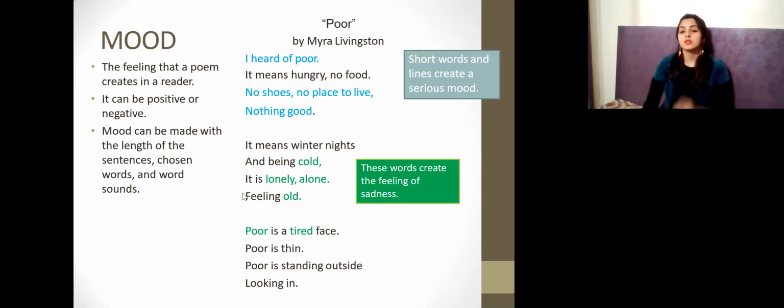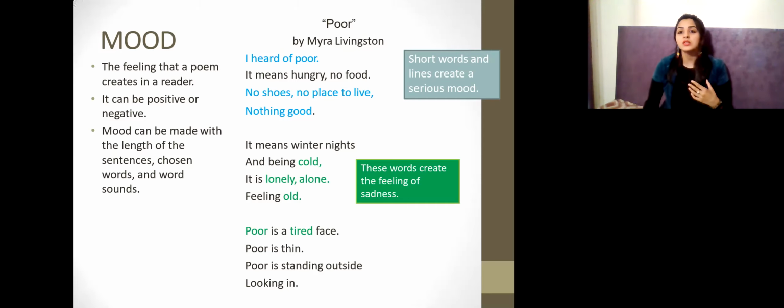Now let's see the element mood in poetry. Mood is the feeling that a poem creates in a reader. What feeling, what emotions are put into the reader's mind while reading the poetry is known as the mood of the poetry. It can be positive or negative, such as I've done a few poetries in the first year optional English.